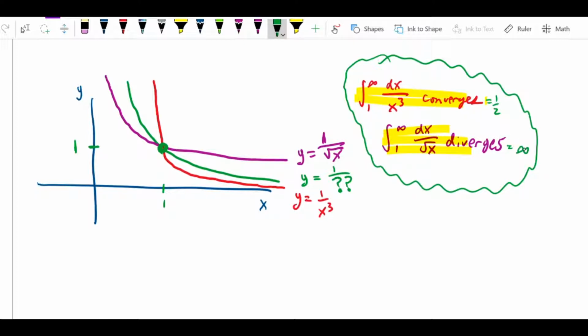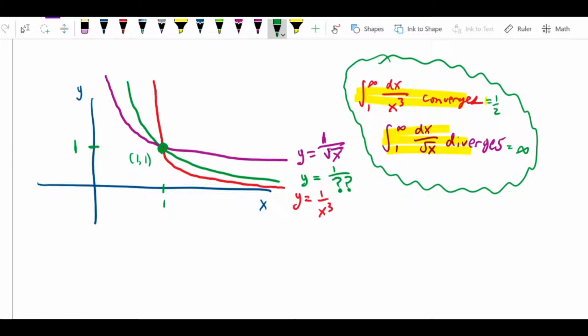Let me just try to suggest what's really going on here. If you look at these functions, 1 over root x and 1 over x cubed, first of all, they both have the point 1 comma 1 on them. In other words, (1, 1). The red function is y equals 1 over x cubed. The purple one is y equals 1 over root x. They cross each other at the point (1, 1).